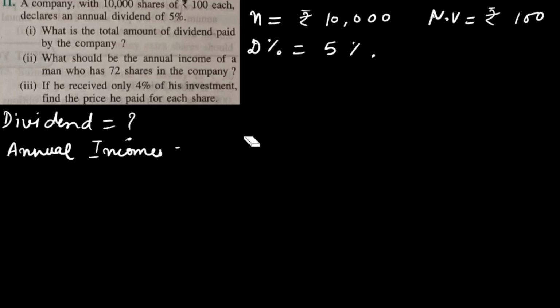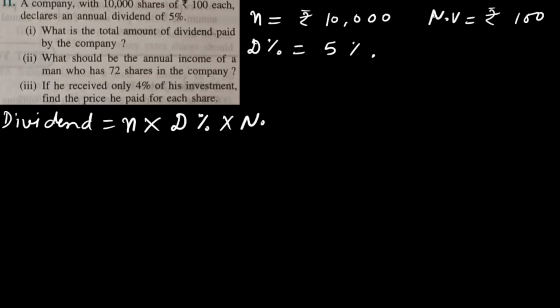First of all, the dividend paid by the company we have to find. For dividend we have a direct formula, which is equal to N into dividend percent into nominal value. N is 10,000. D percent is 5%, so it will become 5 by 100. Nominal value is 100. This 100 and 100 will get cancelled.